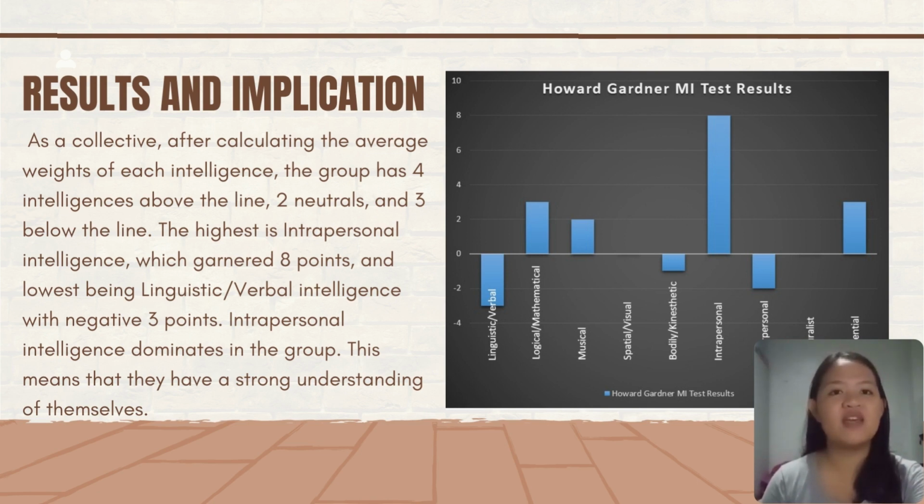Logical or mathematical and existential intelligence closely follow, aligning with the group's mathematical focus. Notably, there is a negative correlation between verbal or linguistic and logical or mathematical intelligence, indicating a preference for math due to its lower linguistic demands. This suggests a strong analytical focus. The 12-point gap between the highest and lowest scores highlights the group's distinct intelligence preferences.